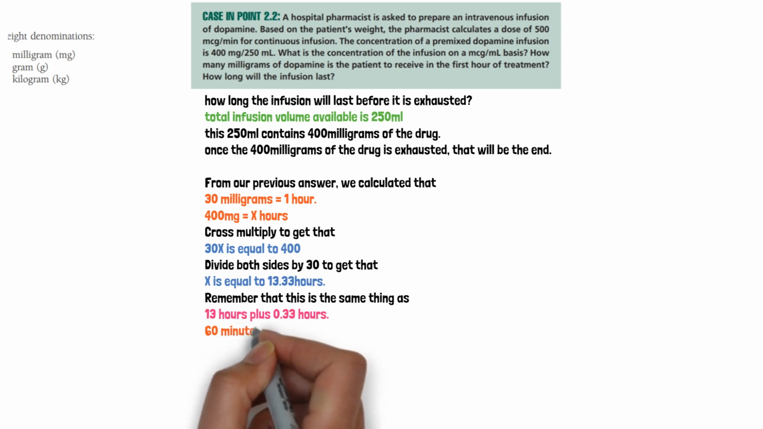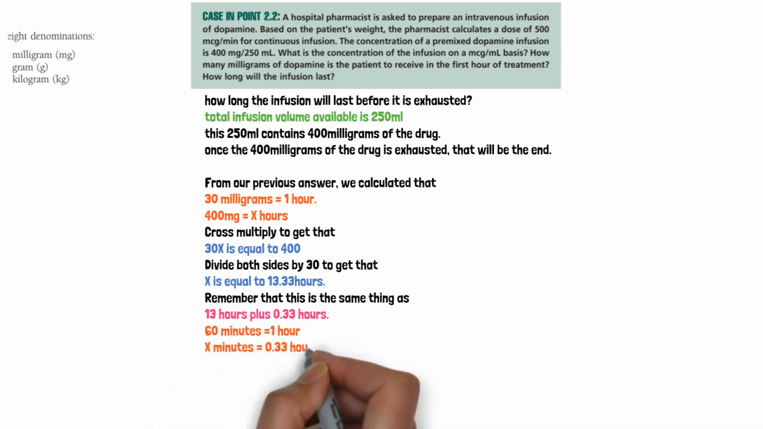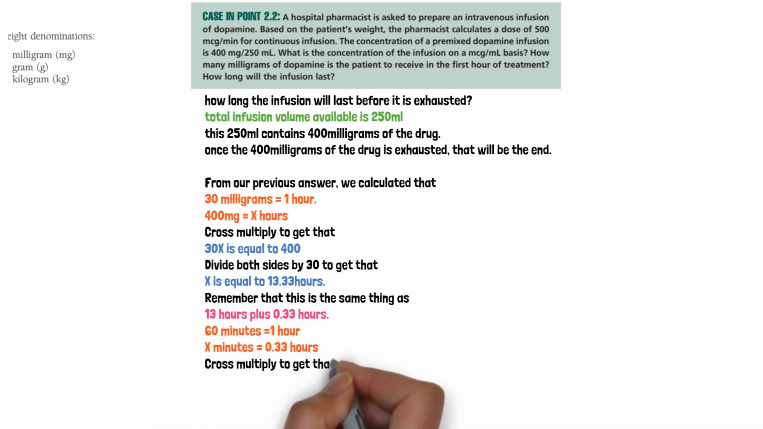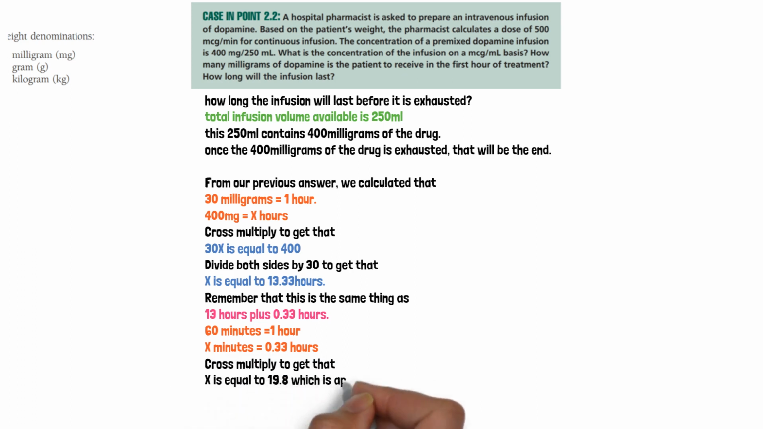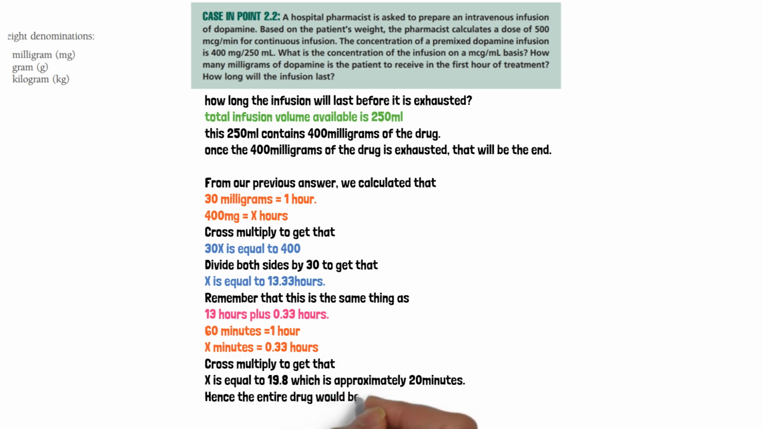Let's call that X. Cross multiply to get that 30X is equal to 400. Divide both sides by 30 to get that X is equal to 13.33 hours. Remember that this is the same thing as 13 hours plus 0.33 hours. Let us convert the other parts to minutes to make our answer cleaner.